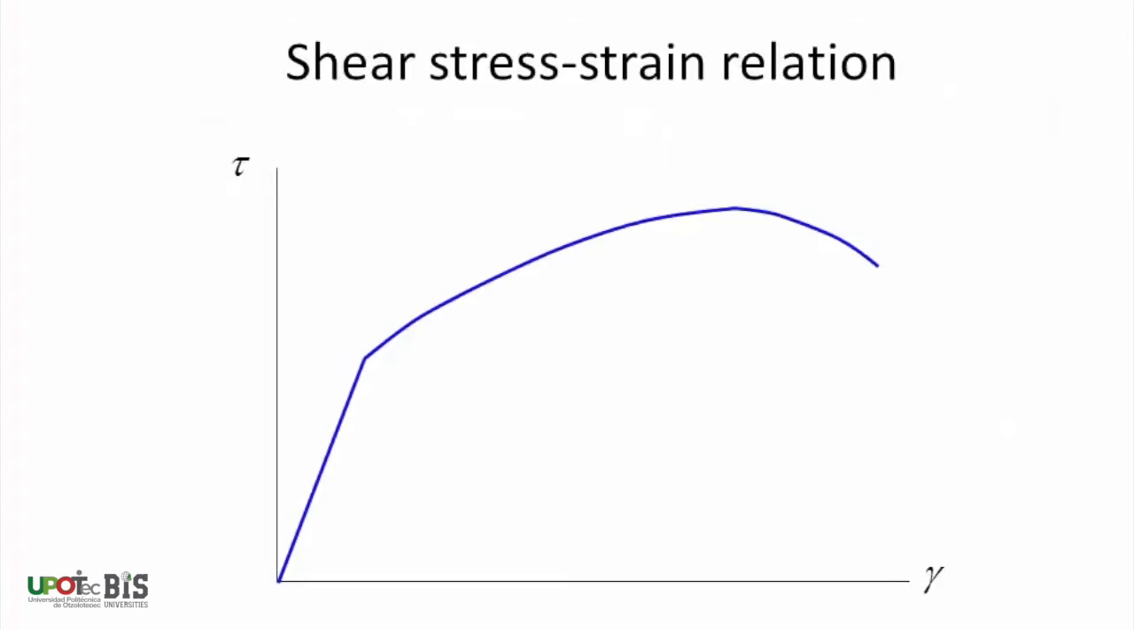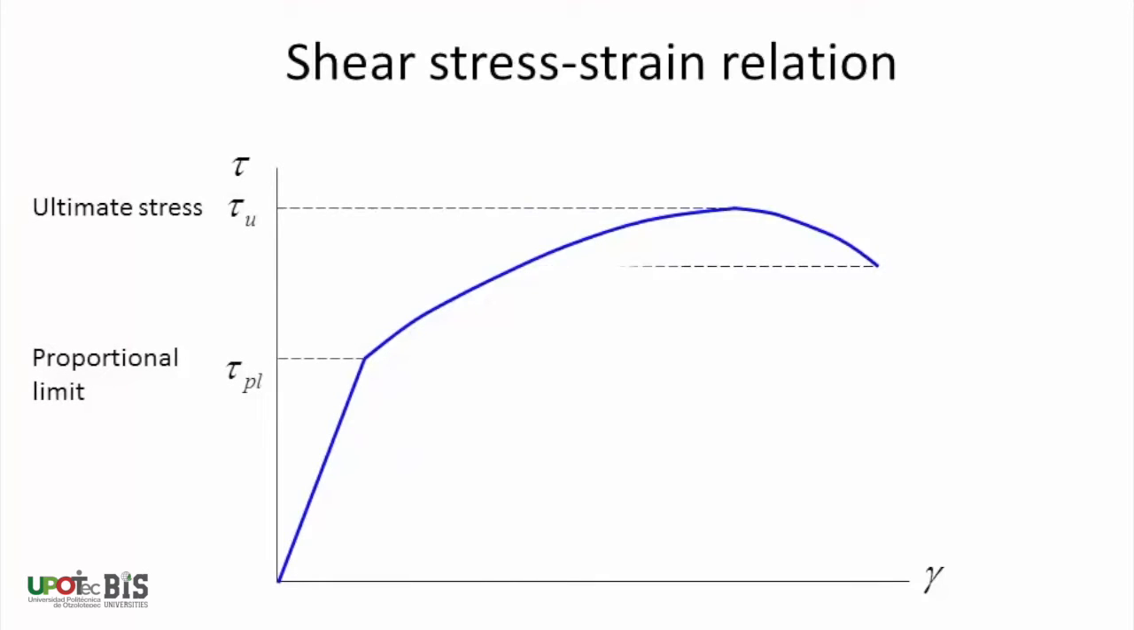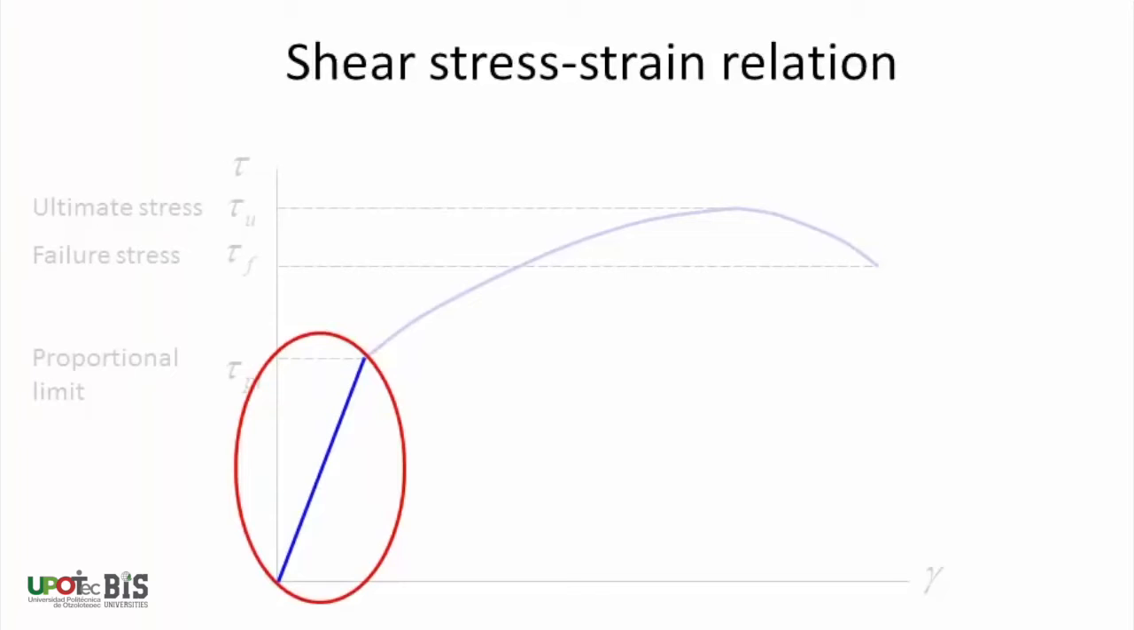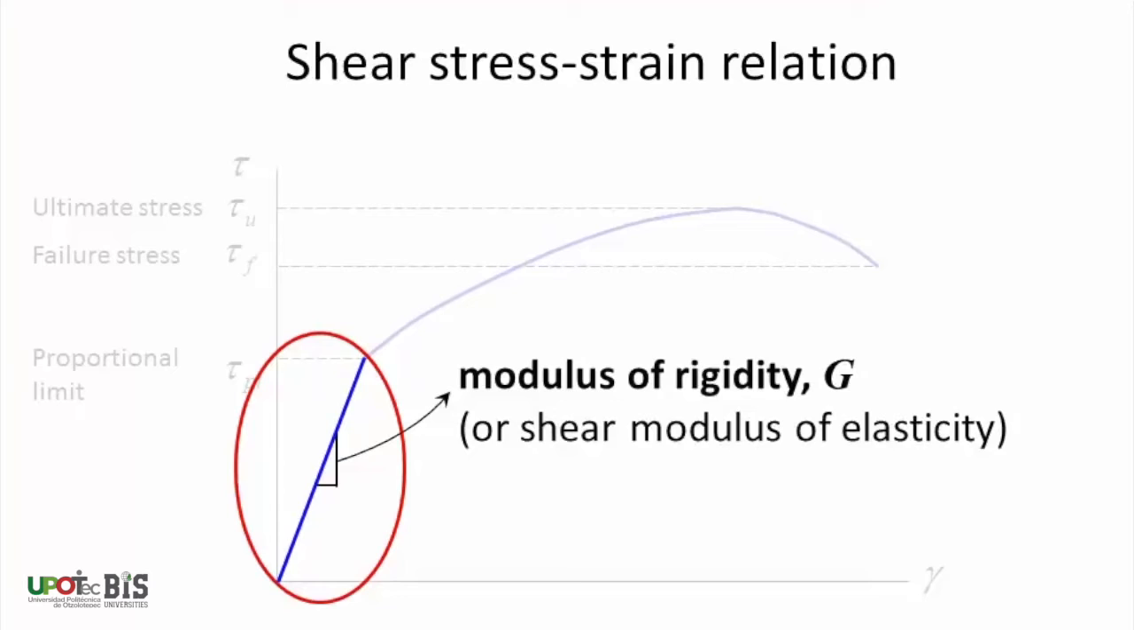Just like the relation between normal stress and normal strain that we learned already, the relation between shear stress and shear strain can also be determined by experiments and represented by the conventional shear stress tau and shear strain gamma diagram, like this one. Just like the normal stress strain diagram, the shear stress strain diagram also has proportional limit, ultimate shear stress, and failure shear stress. And if you pay attention again to this linear region, this slope is known as the modulus of rigidity G, or shear modulus of elasticity.